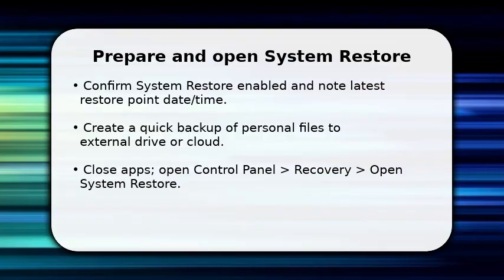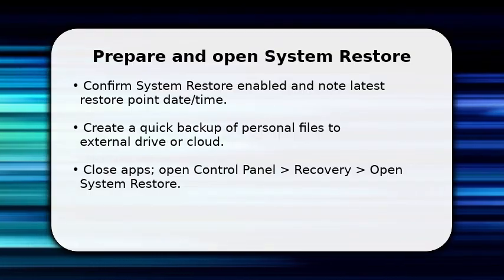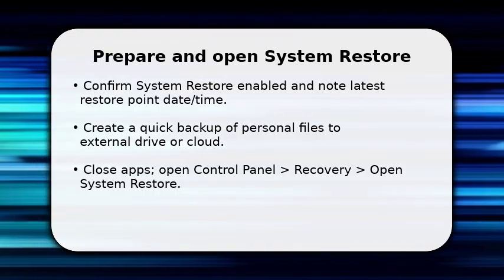You start by making sure System Restore is enabled and you know which restore point to use. This prevents surprises. Once done, back up any unsaved personal files to an external drive or cloud so nothing is lost. Now close all active applications to avoid conflicts, then open Control Panel, choose Recovery and click Open System Restore.